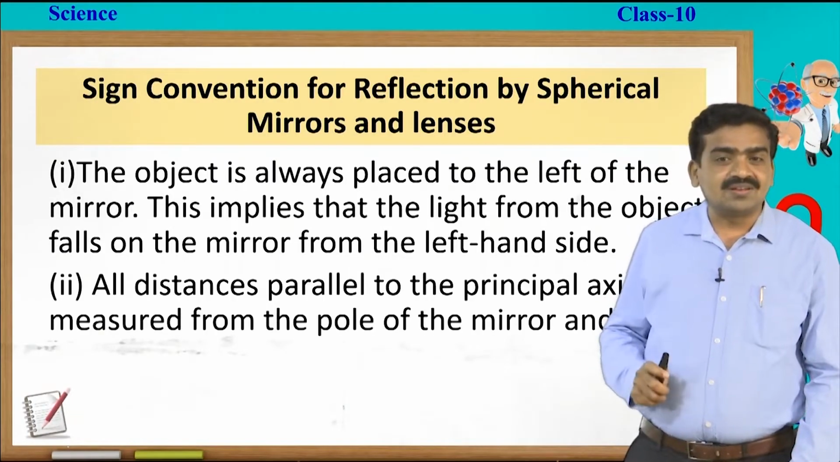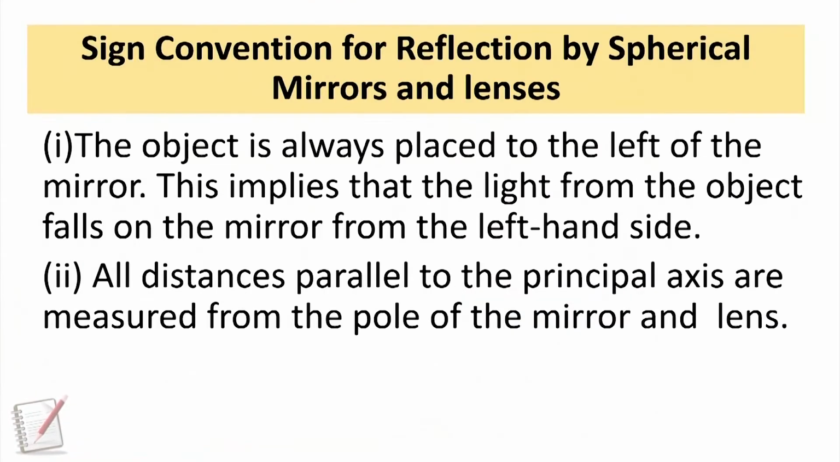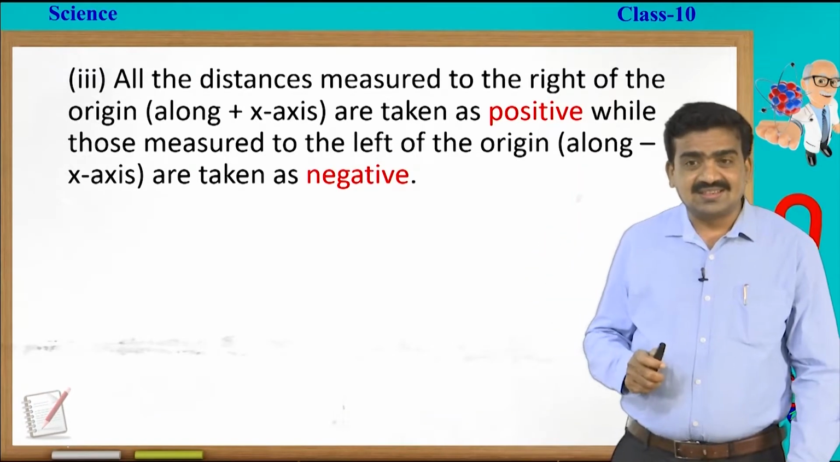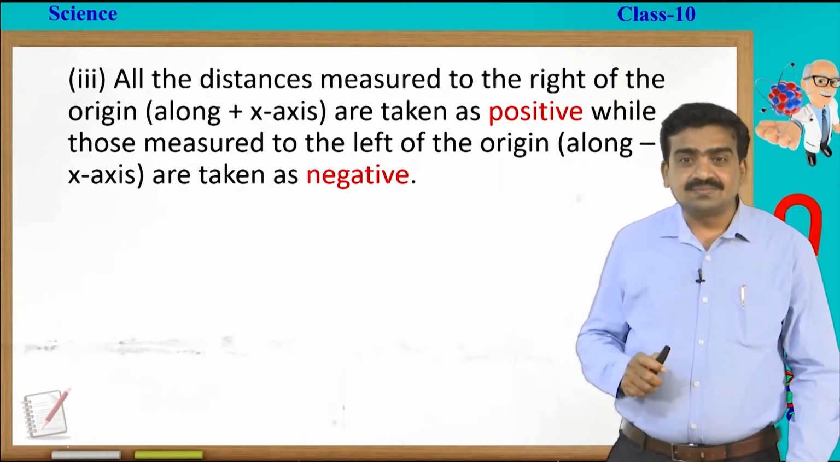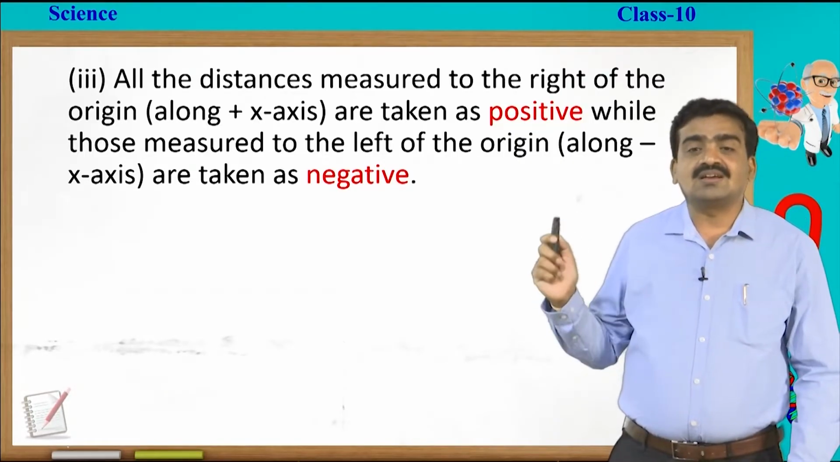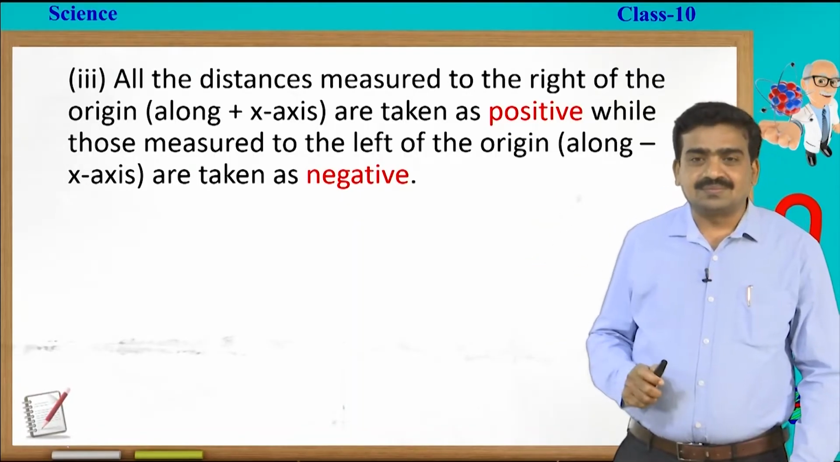The second important thing you have to notice, all distances parallel to the principal axis are measured from the pole of the mirror as well as the lens. The third important point is all the distances measured to the right of the origin, that is along the positive side of the x axis, are taken as positive, while those measured to the left of the origin, that is along the negative side of the x axis, are taken as negative.